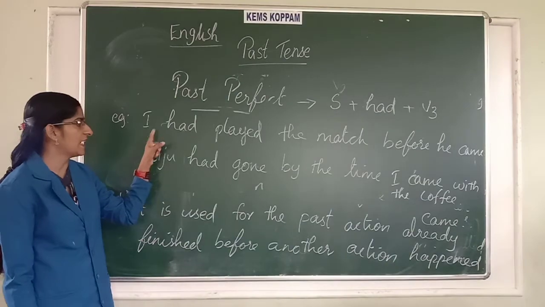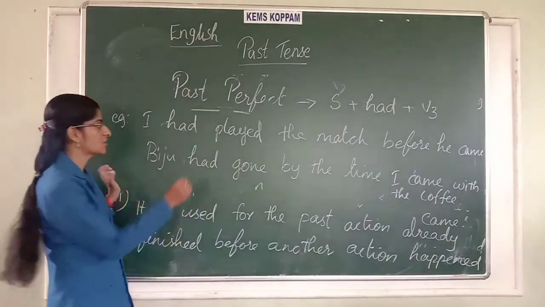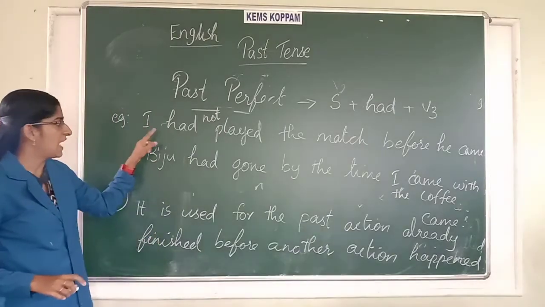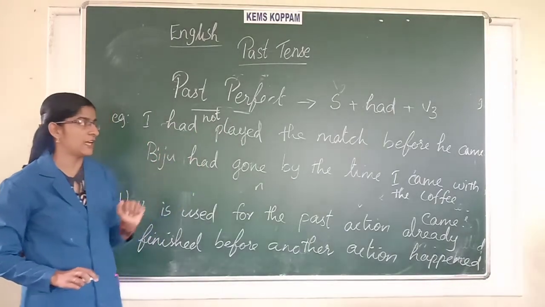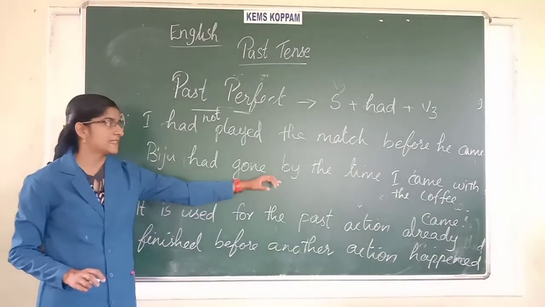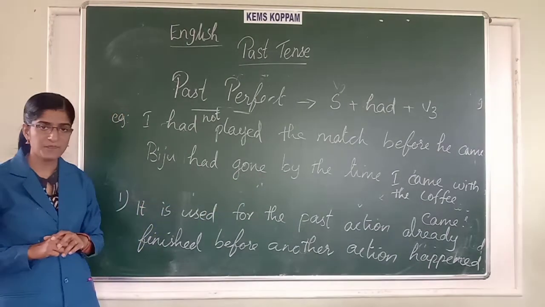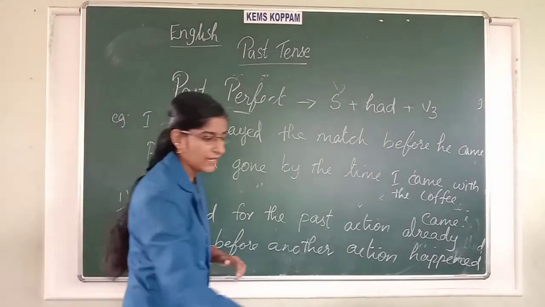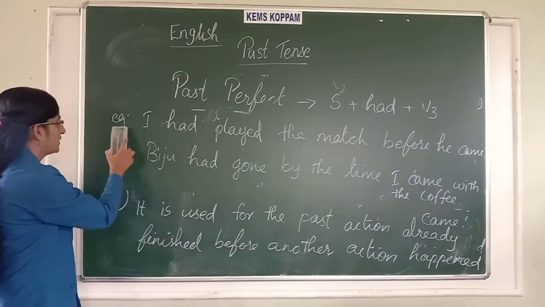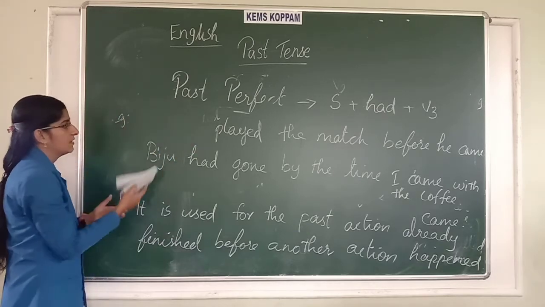Just add not. I had not played the match. In order to form the negative, you can add not. I had not played the match before he came. Biju had not gone by the time I came with the coffee. Clear? And in order to form the question, just bring this had to the beginning.